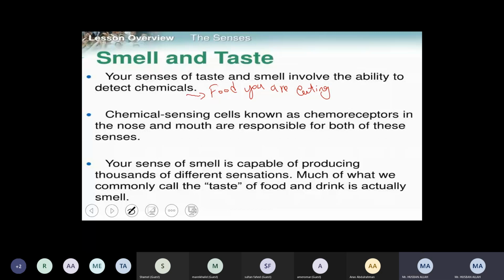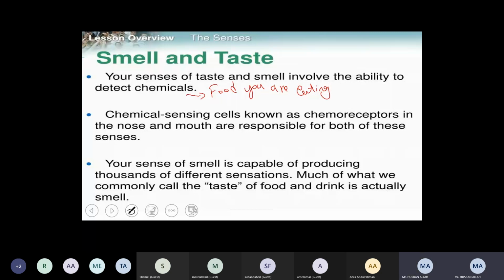Chemical sensing cells known as chemoreceptors. The nose and the mouth are responsible for both of these senses, right? So both mouth and nose contain chemoreceptors. Chemoreceptors will be present in the mouth and nose.